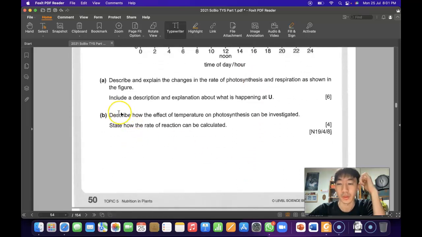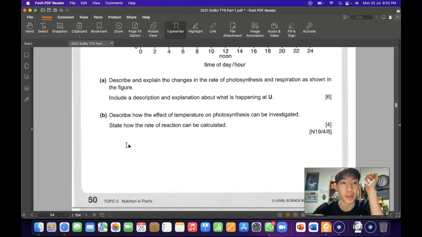Alright. Let's talk about B. Describe how the effect of temperature on photosynthesis can be investigated. Okay, so basically you need to write that whole practical, right, of the effect of temperature on a leaf. Okay, so you remember all the videos that I've shown you.